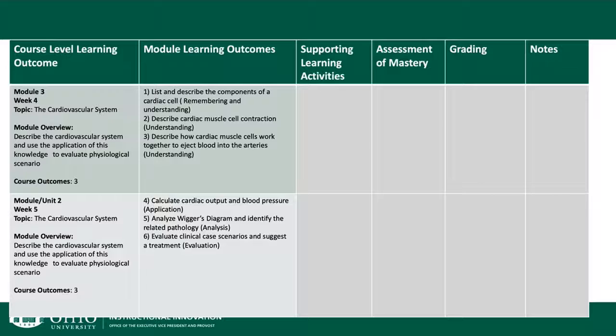I did say, however, that each of the rows in this template should represent 1 week. So I showed that I was going to be giving 6 module learning outcomes that together would show me that the students had met the course level learning outcome. So I have split these now between 2 weeks, and I approach the first 3 in the first week and the second 3 in the second week.